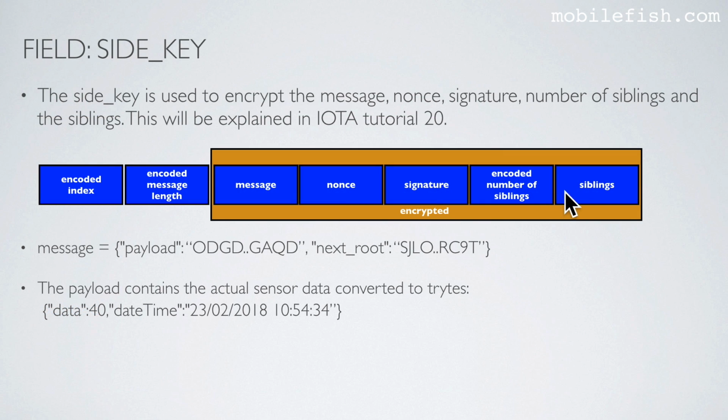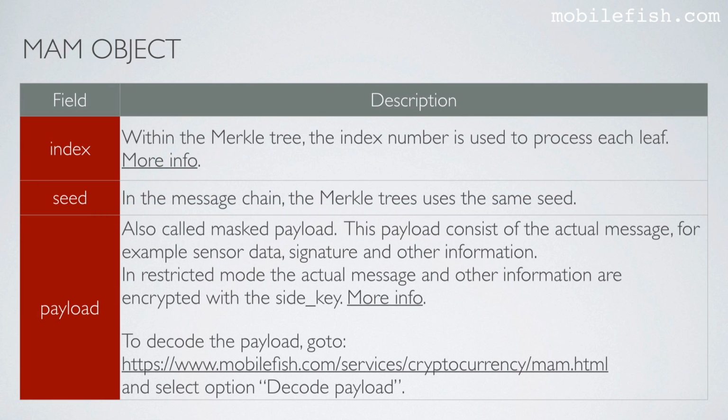This is referred to as payload or masked payload. This message contains the sensor data and the next route. In this example, the sensor data looks like this, but converted to trytes. To decode the payload, go to this link and select option Decode Payload.